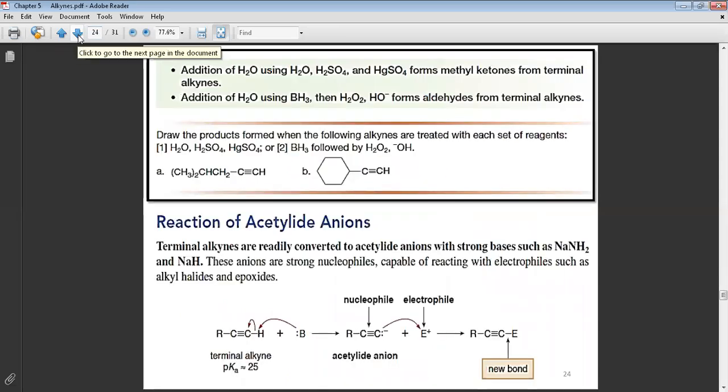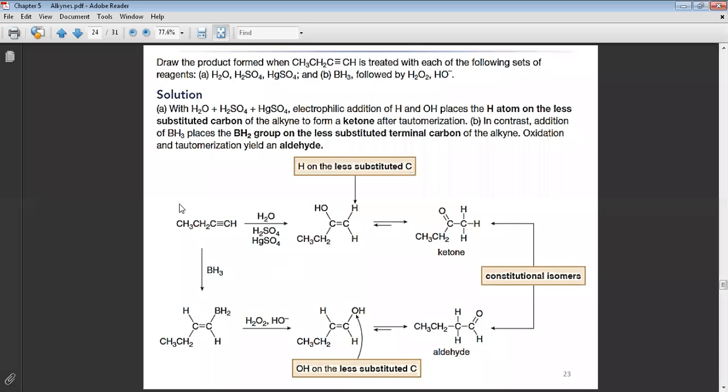And here he said addition of H2O using acid forms a ketone from the terminal alkyne. Look, if you have a terminal alkyne, students, for all terminal alkynes, hydration with the acid gives you a ketone. The hydroboration oxidation gives you an aldehyde.